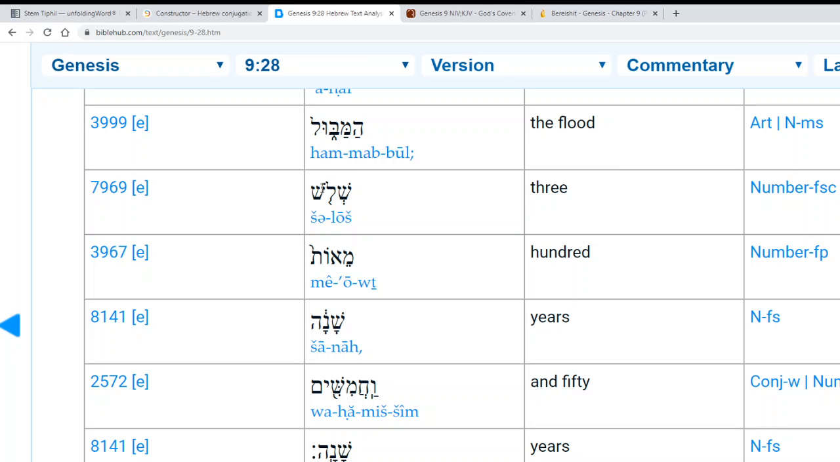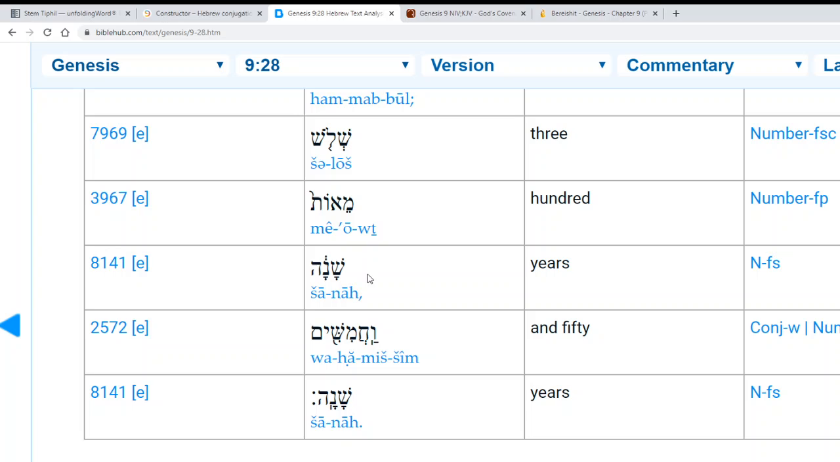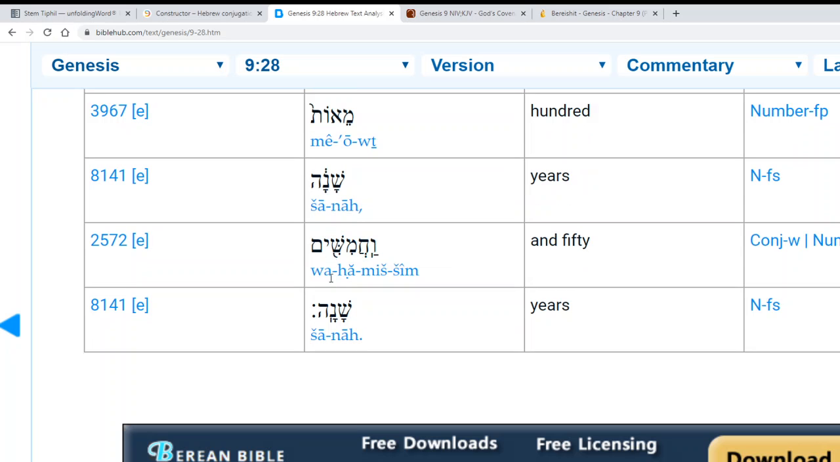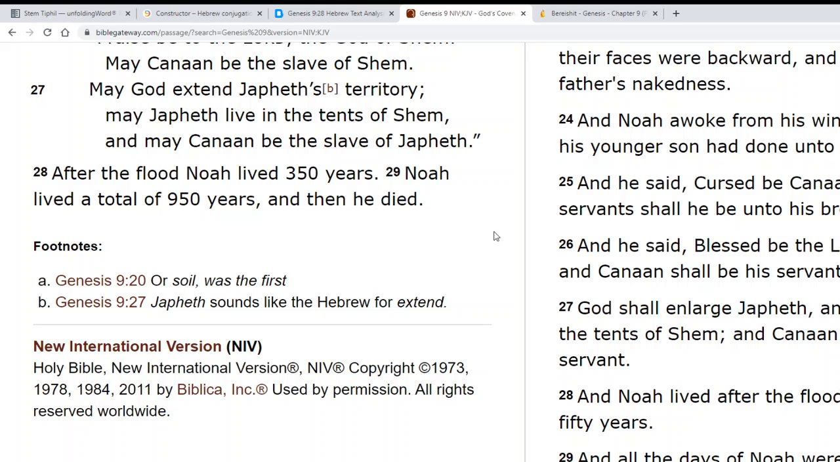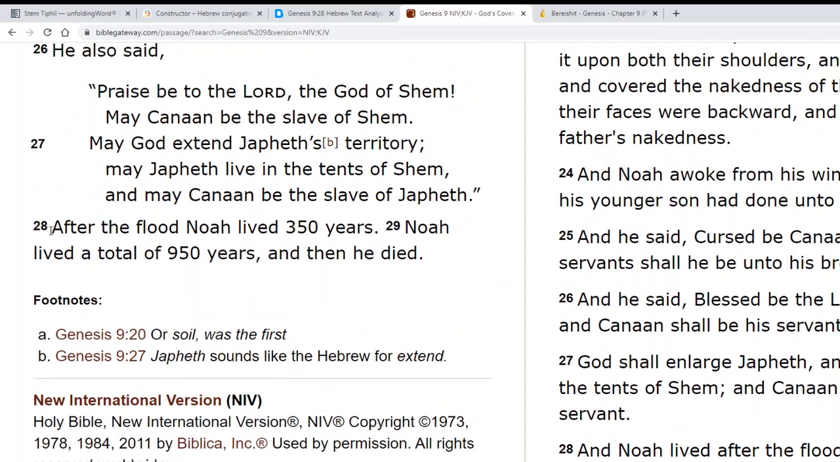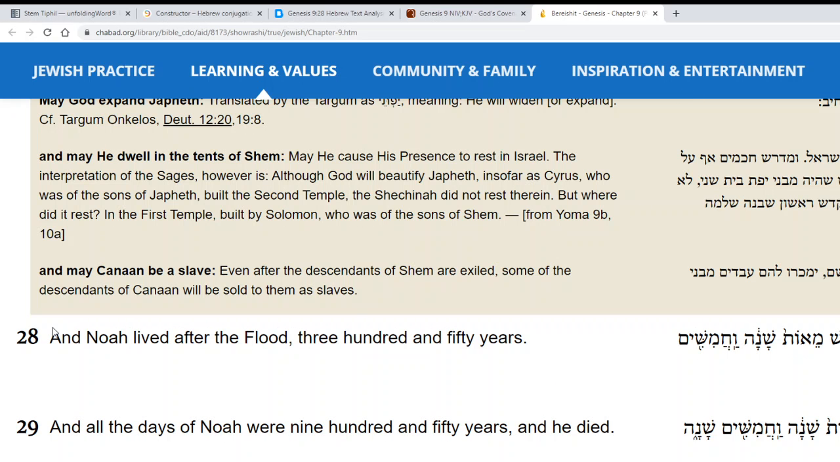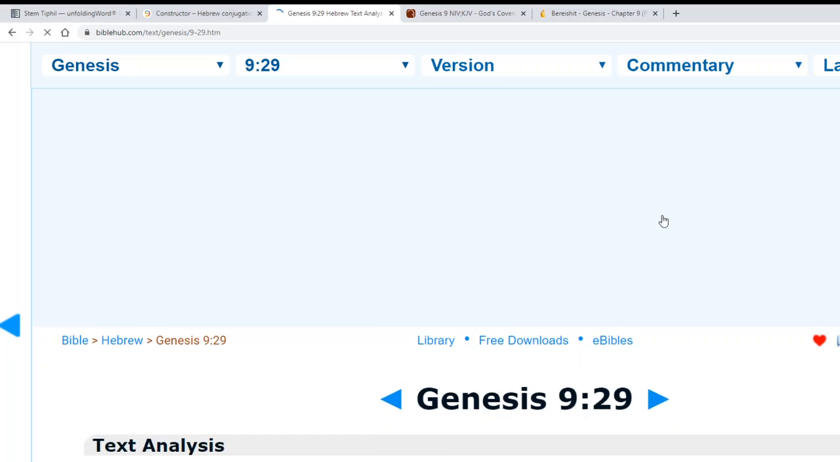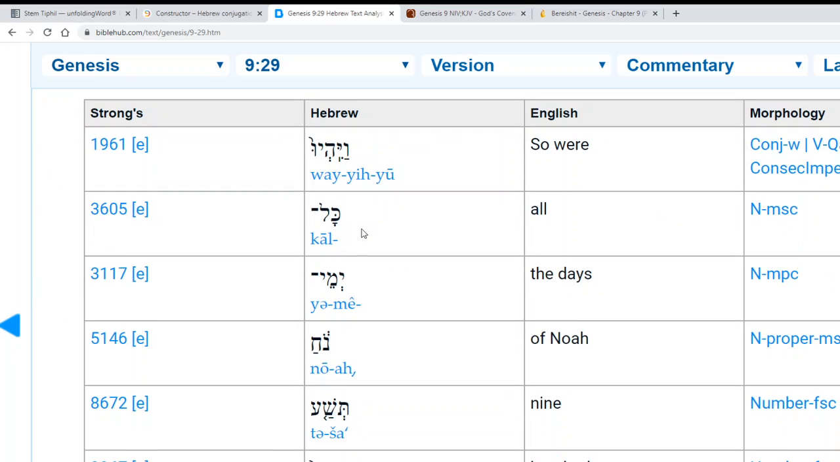Shlosh is written bechisaron, without the vavs, but oftentimes isn't. It means three. Shlosh me'ot, 300, right? Mea is 100. Me'ot is hundreds. So shlosh me'ot, 300s. Shana is year. V'chamishim, so conjunctive vav, and chamesh means 5, chamishim means 50. Shana, again, year. Simple sentence, verse 28. And Noah lived after the flood 350 years. Yep. And NIV, after the flood, Noah lived 350 years. Yeah. Okay. Chabad, and Noah lived after the flood 350 years. Very similar, pretty simple. Okay, and I believe this is the last verse in this chapter.